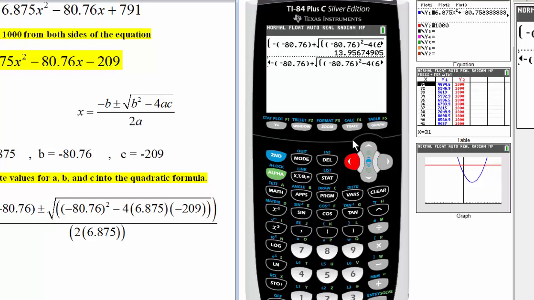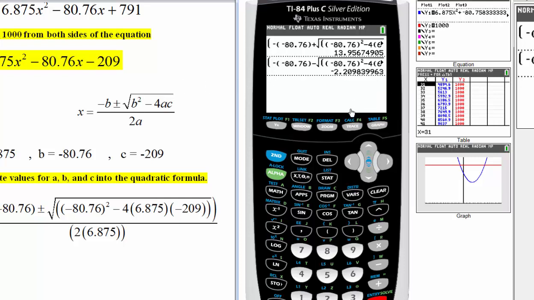So here's the plus. I'm going to change that to subtraction, and I'll press enter. Oops. Okay, so there's my plus. I'm just going to press the subtraction key. So now I have my plus and my minus. I press enter, and that gives me my second answer, negative 2.209. Okay. So the answer that we're looking for is this 13.956, right? 13.956 years after 1990, we should have 1,000 motorcycle deaths.